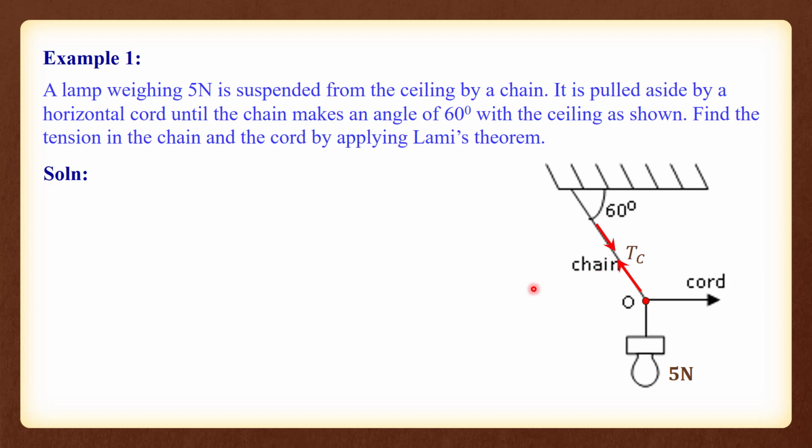Now I will draw the free body diagram of point O. Now what are the forces acting at point O? One is the weight of this lamp that will be acting vertically downwards through the point O. So 5 Newton. Then the force in the cord that will be horizontal as shown in the figure. So I am going to assume the force as capital T. Then the third one will be the tensile force which is developed on the chain.